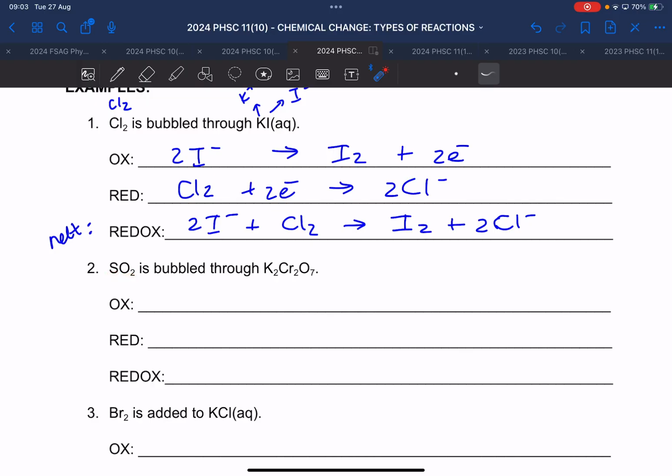So you're going to look for sulfur dioxide on table 4B. Then, potassium dichromate is an ionically bonded substance. How do you know that? Because it's an orange crystal. It's a salt. So you're going to look for the potassium ions and you're going to look for the dichromate ion.